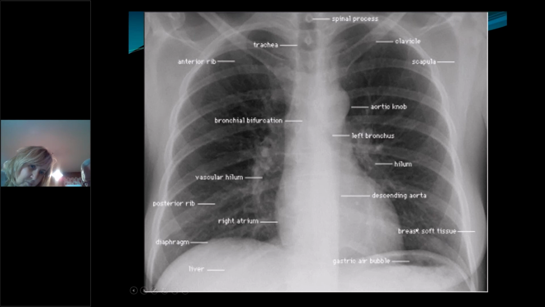So again, looking from side to side for symmetry. This gives you a dumbed down version of it, but it has a lot of the mainstay things that you want to be able to identify and understand if it's normal or abnormal.